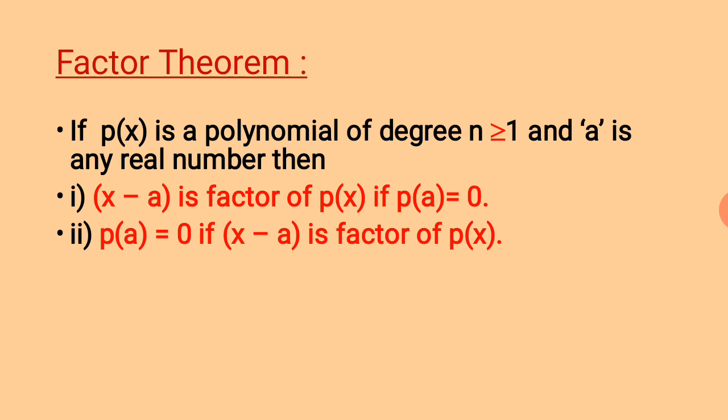The other way, that is the second part, it is p of a equal to 0 if x minus a is a factor of p of x. This is the converse of the upper statement. Both way the statements are correct.